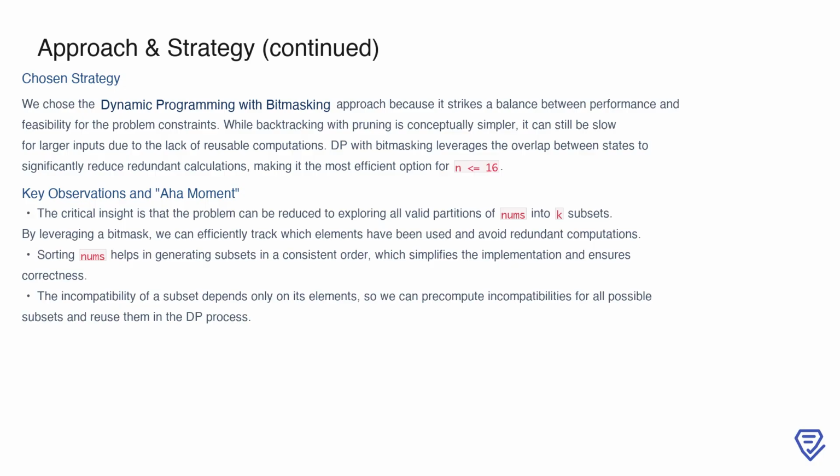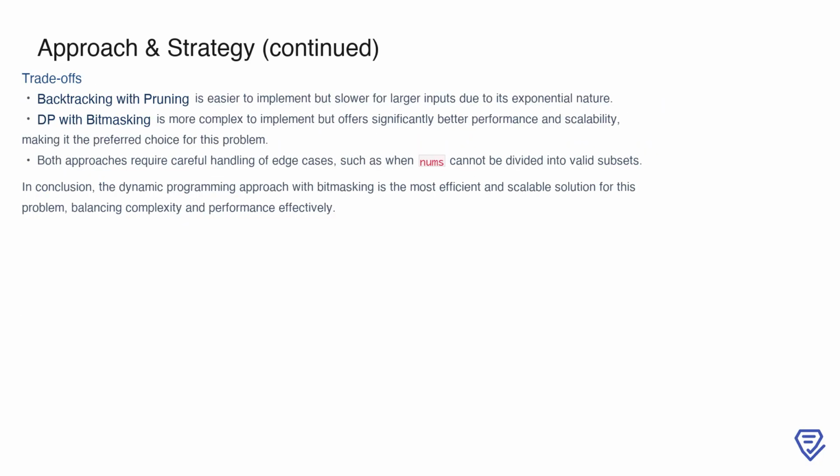In weighing the trade-offs, backtracking with pruning is easier to implement but becomes impractically slow for larger inputs because of its exponential complexity. On the other hand, dynamic programming with bit masking, while more challenging to implement, is significantly faster and scales well within the given problem constraints. Both approaches require careful handling of edge cases, such as ensuring that nums can indeed be divided into valid subsets. Ultimately, the DP approach with bit masking stands out as the most efficient and scalable solution. It balances implementation complexity with performance, making it the preferred choice for solving the problem of minimum incompatibility effectively.